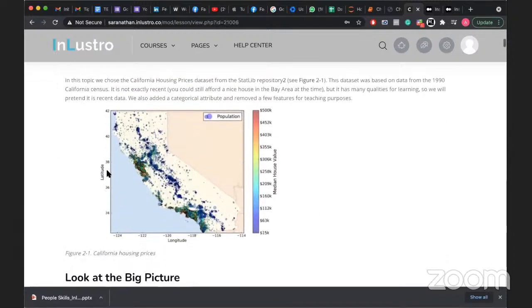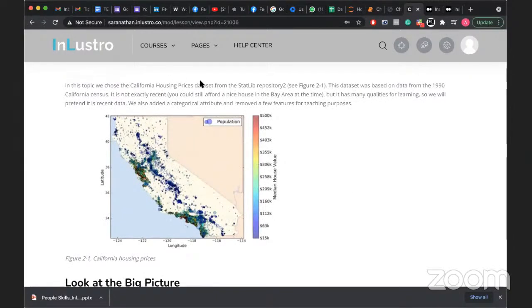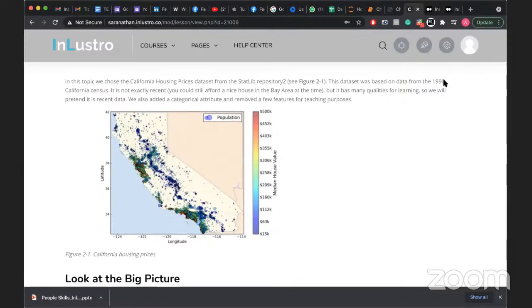Okay. So in this topic, what we're going to do is choose the California housing prices data set, from the StatLib repository. The data set is based on data from the 1990 California census. So it's not exactly recent, right? But it has many qualities that are useful for machine learning. So we're going to pretend it's recent data.